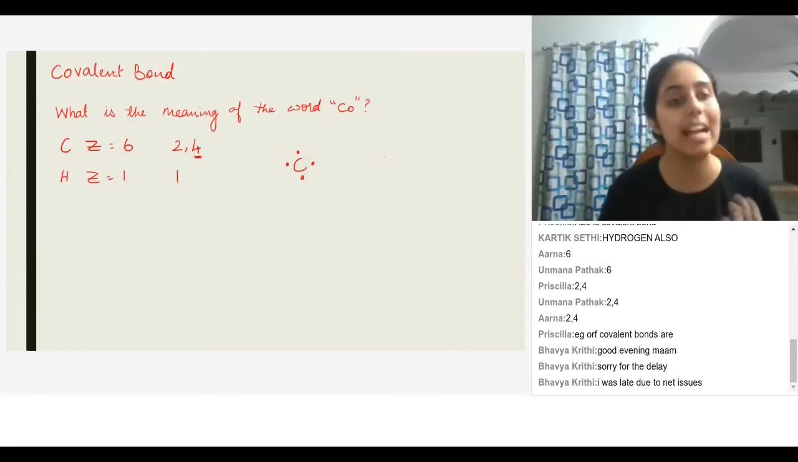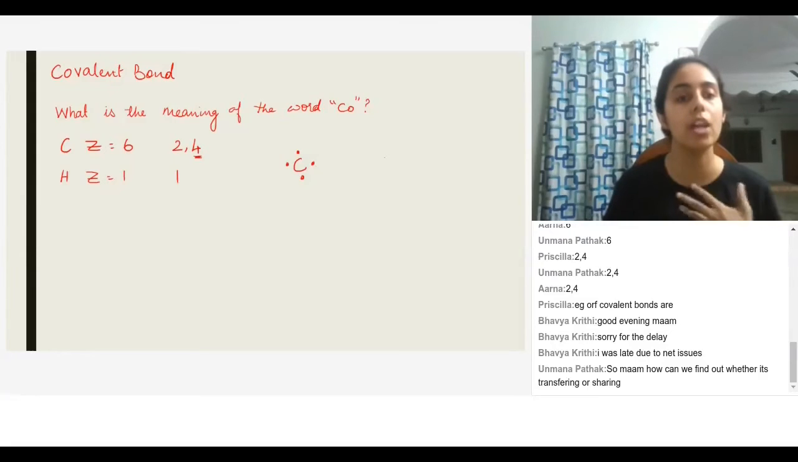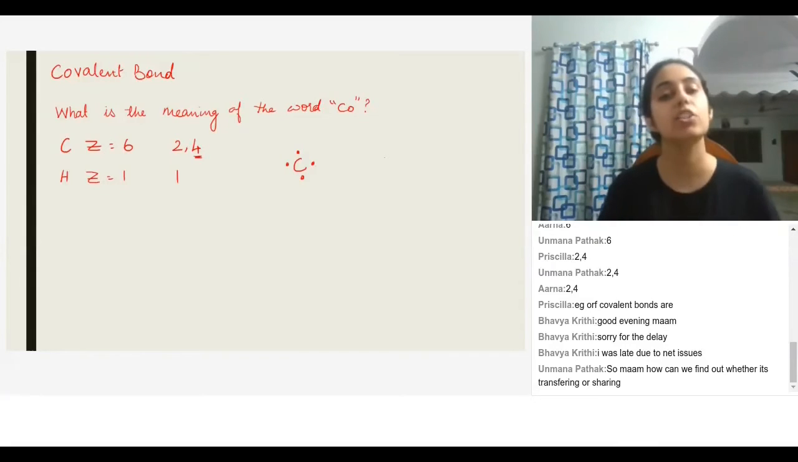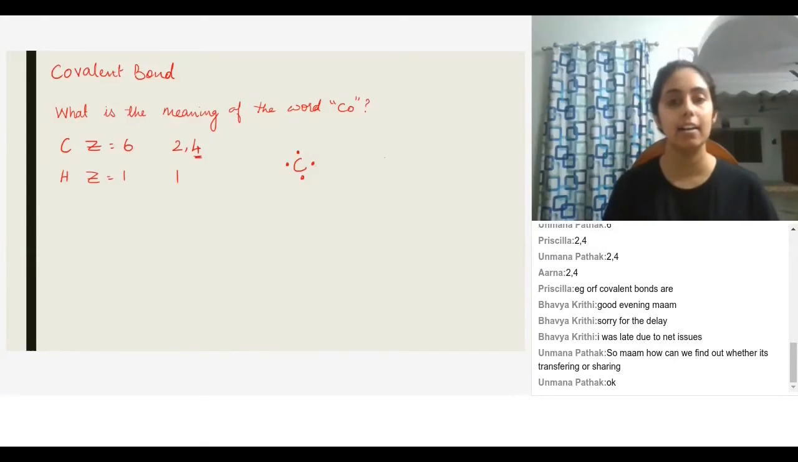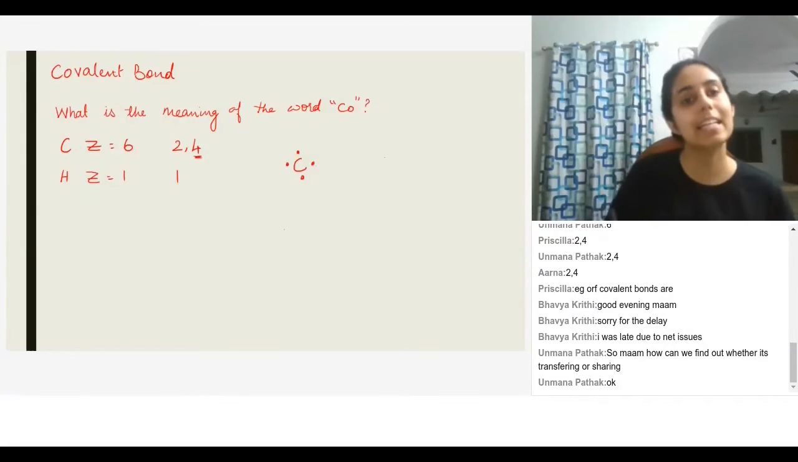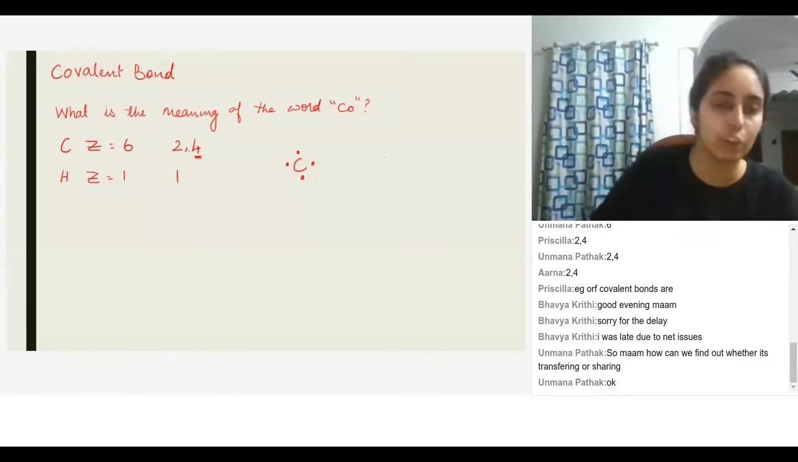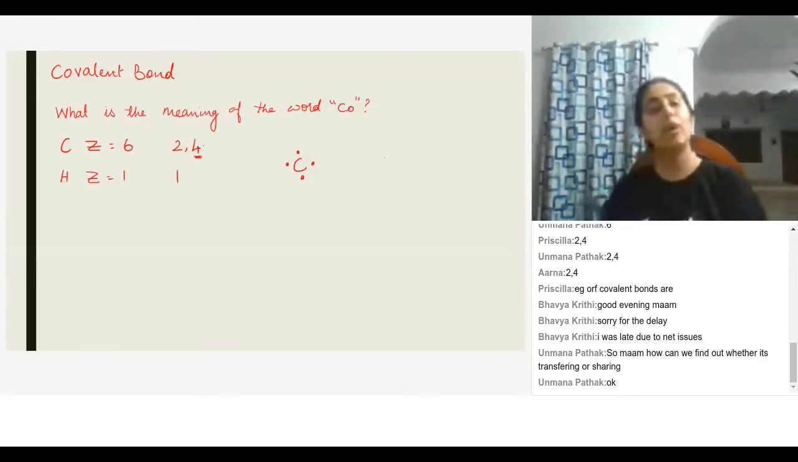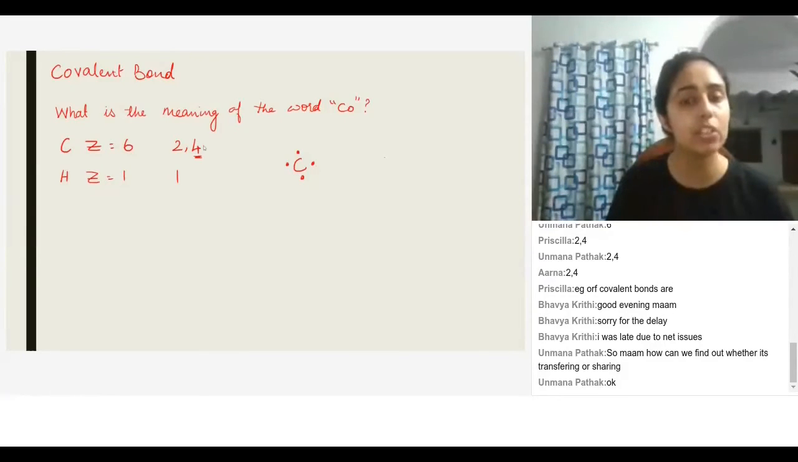So let's take a look at carbon. Carbon has atomic number 6. Its electronic configuration is 2, 4. Hydrogen has atomic number 1 and electronic configuration 1. So in this case, in order for carbon to attain its octet configuration, it has to gain 4 electrons. But where does carbon gain these 4 electrons from? Who is going to give carbon those 4 electrons?